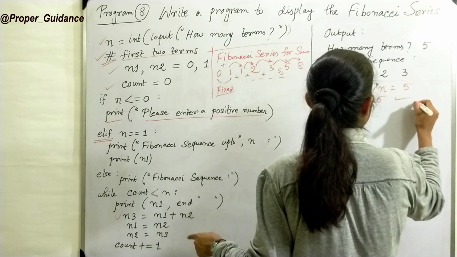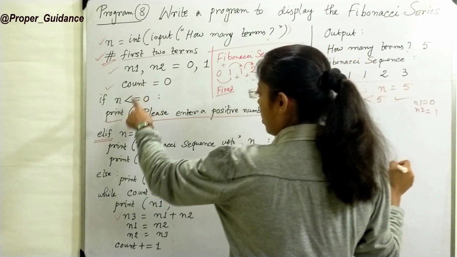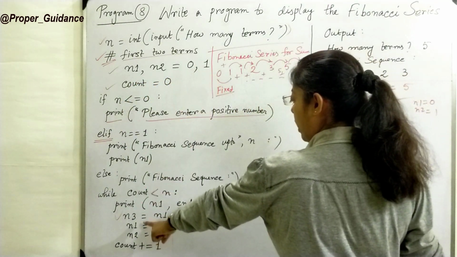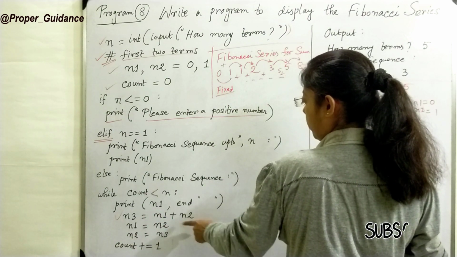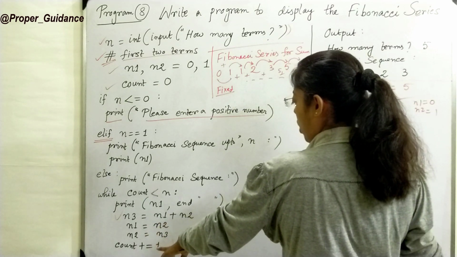What is the value of n1? n1 equals 0, n2 equals 1. So n3 equals n1 plus n2, and n1 equals n2.